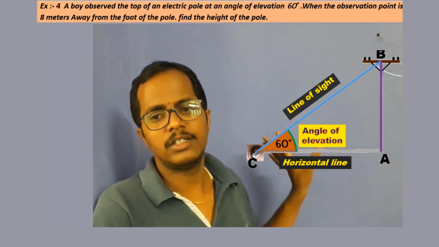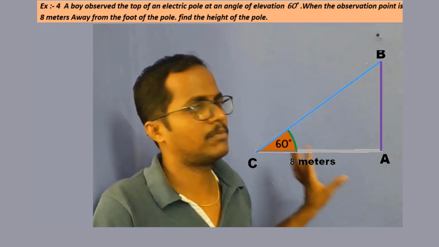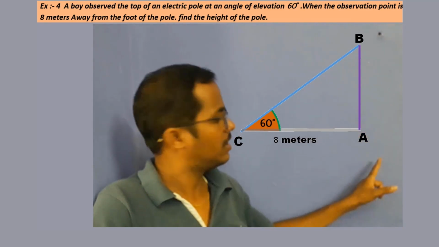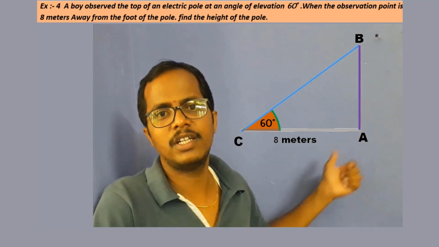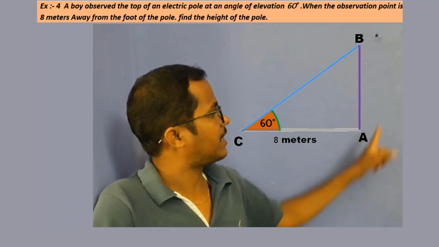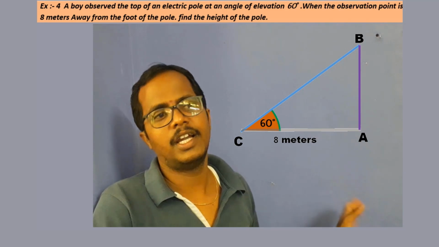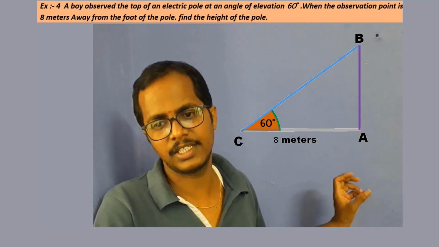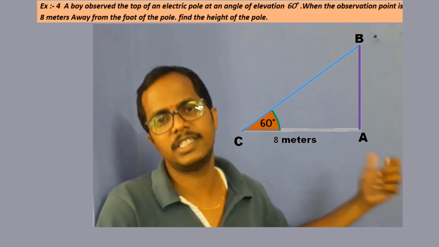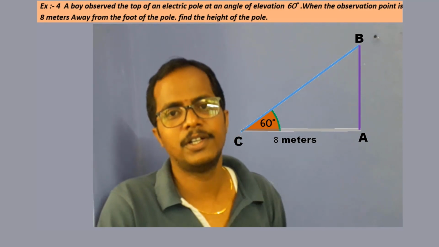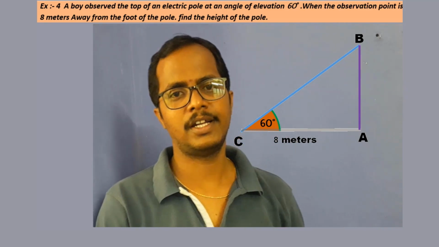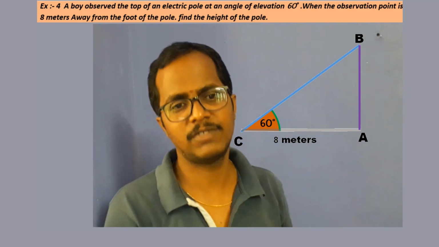Let us remove the pictures from this diagram. So after removing the pictures, we get the diagram for the given situation. Here in right triangle ABC, at vertex C, the angle of elevation is 60 degrees and the length of AC is 8 meters is given. So this is the suitable diagram for the given data. And let us see how to find the height of the pole.